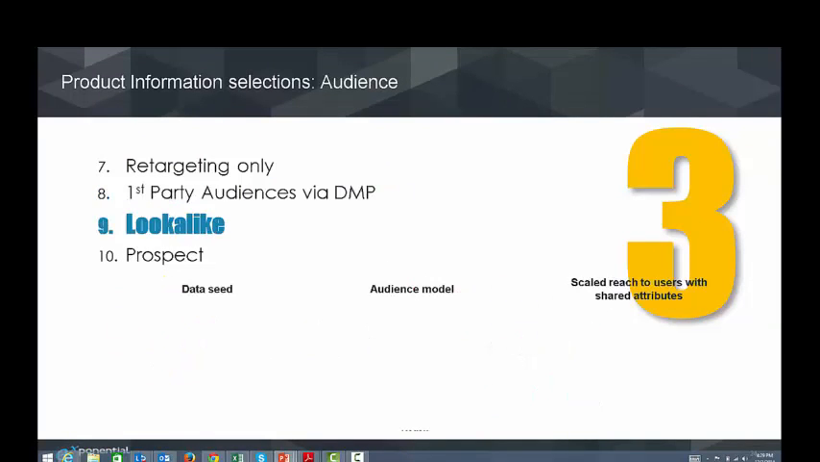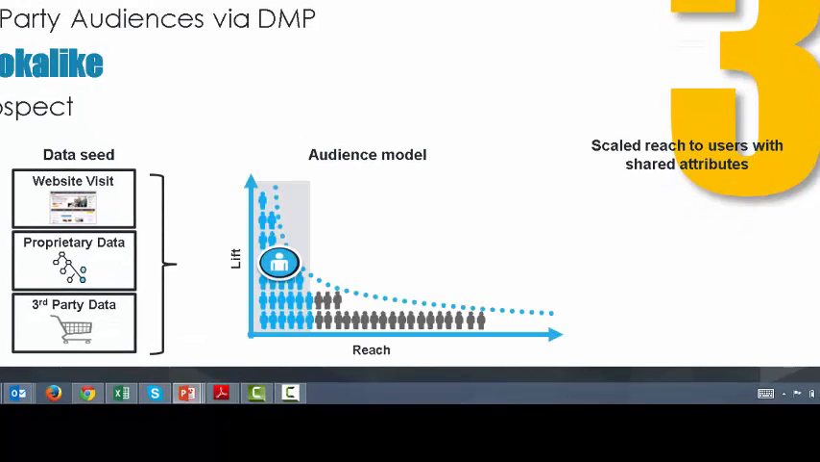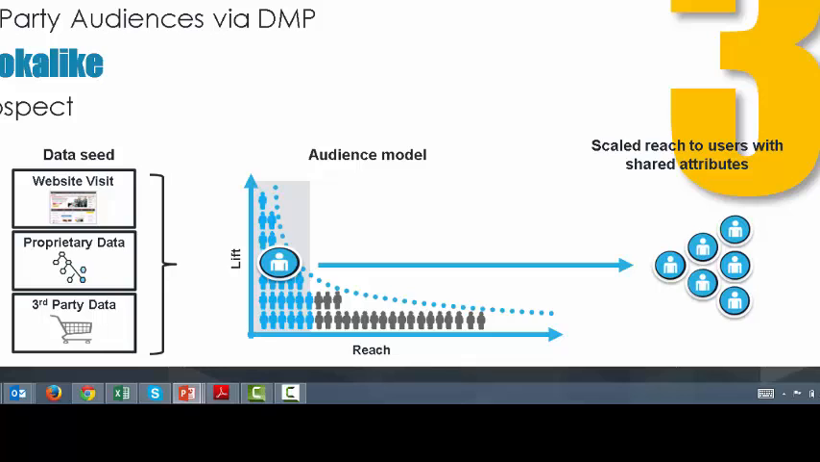Lookalike is using Exponential or third-party data and building an audience model. Then, the highest lift audiences are scaled to reach similar users in the network.